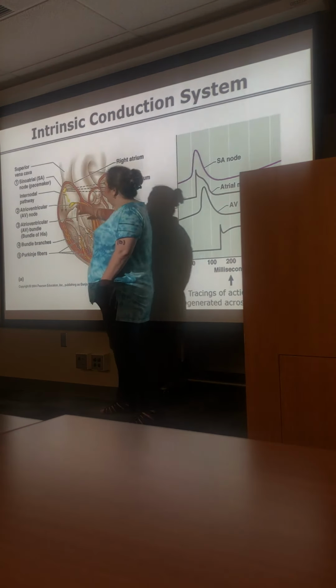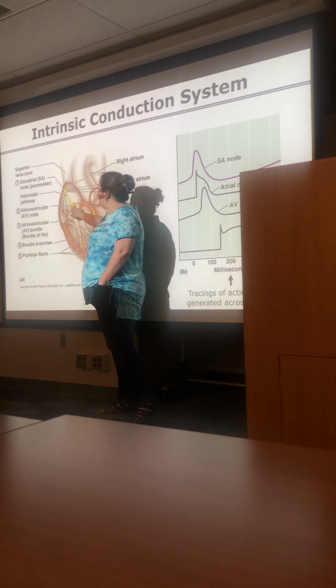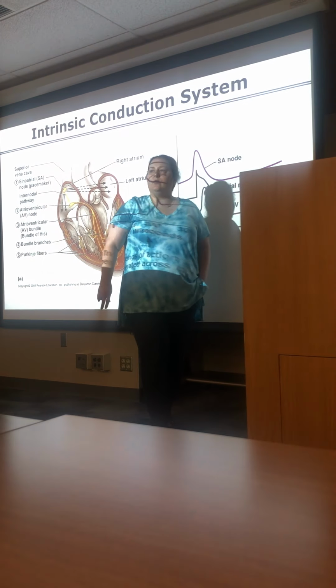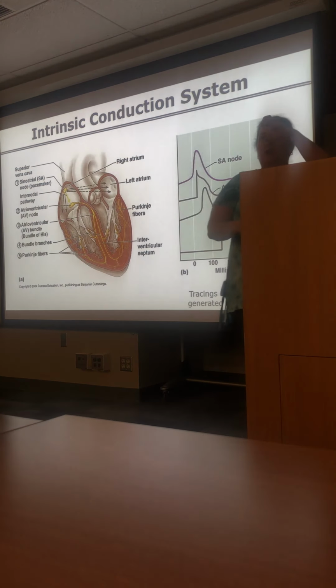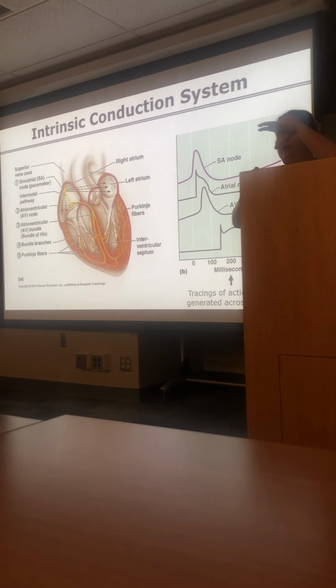That signal also goes through the internodal pathway to the atrioventricular node, where the signal is held for 0.1 second to give time for the atria to contract before the ventricles get the signal to contract, because you want the atria to contract, then the ventricles. Get that last 30% of blood down into the ventricles, now let the ventricles contract.